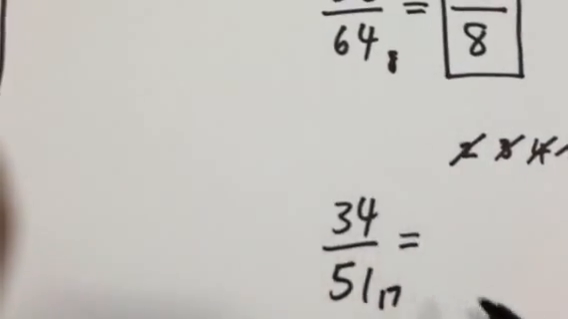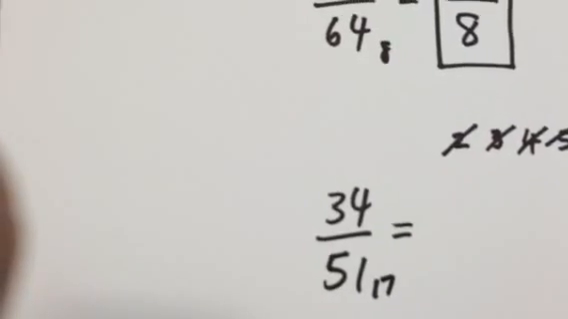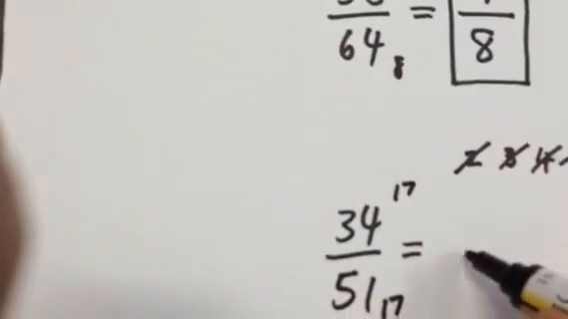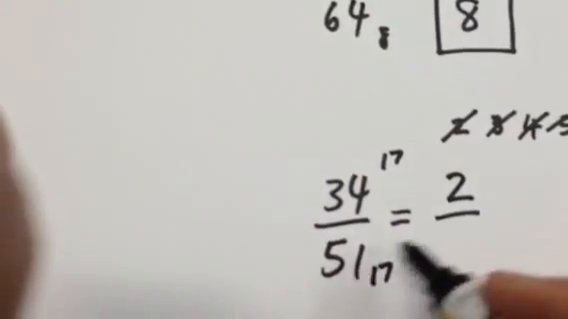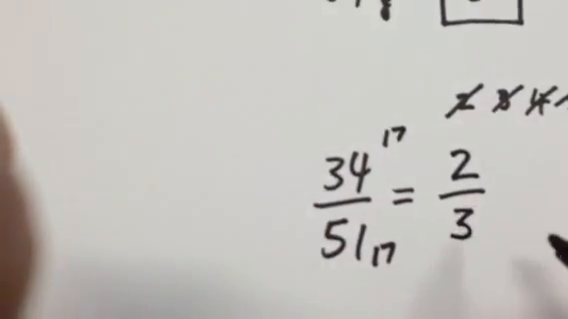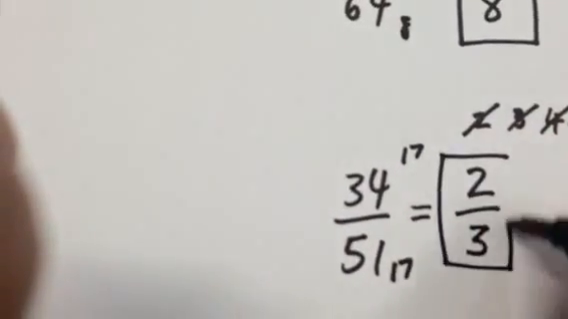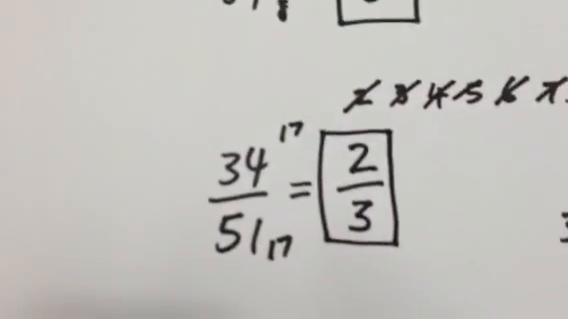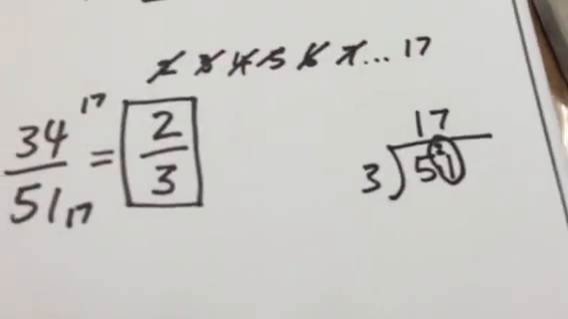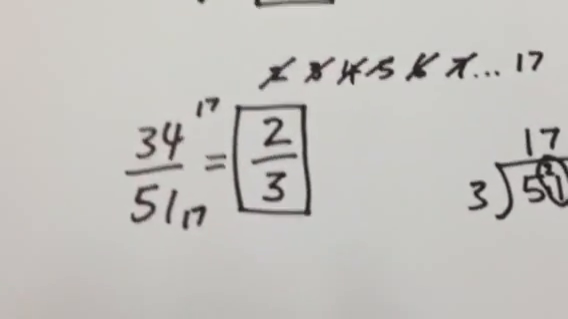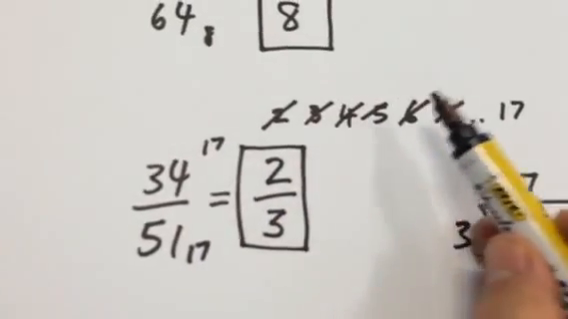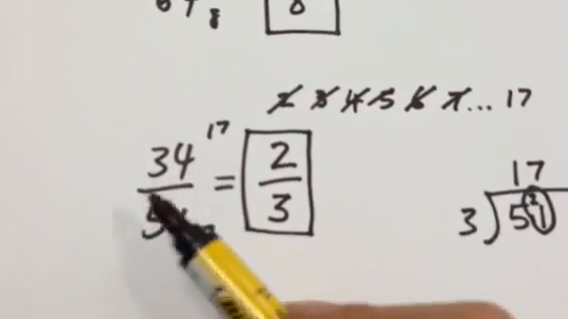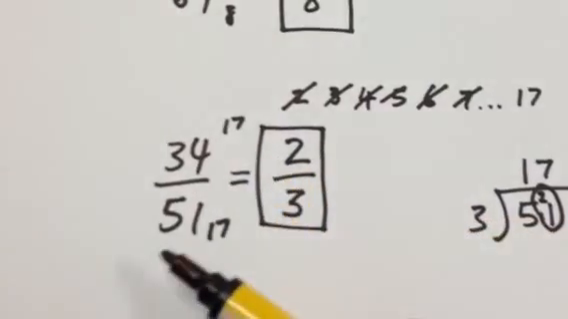Does 17 go into 34? It does actually, twice. 2 17s are 34, 3 17s are 51. So that boils down to 2/3. Lucky guess, but it just shows you that it is worth persisting and dividing by several numbers just to see, is there something that goes in there?